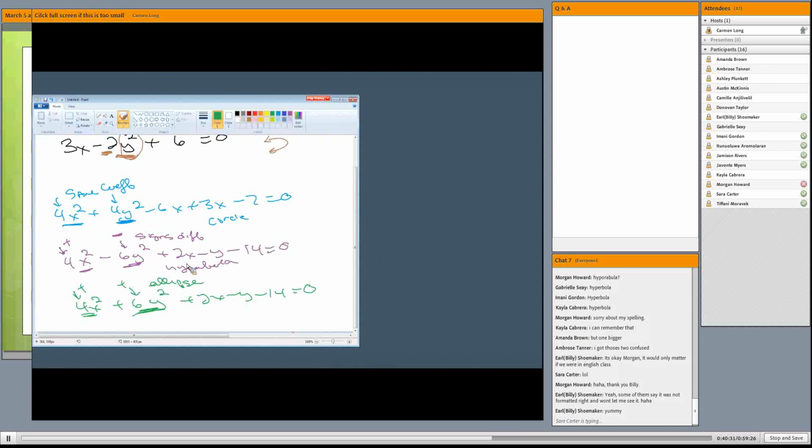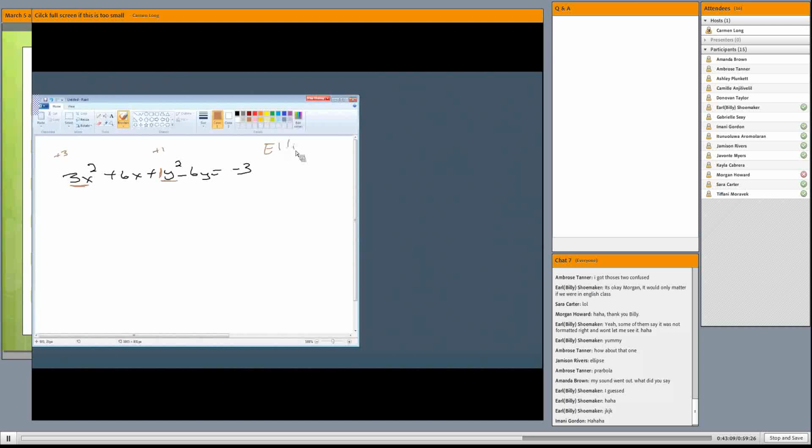Ellipse, E-L-L-I-P-S-E. I did two P's instead of two L's. Wow, that's really sad. All right, now we've got to get it in the format that we know the ellipse needs to be in. It's going to be equal to 1.